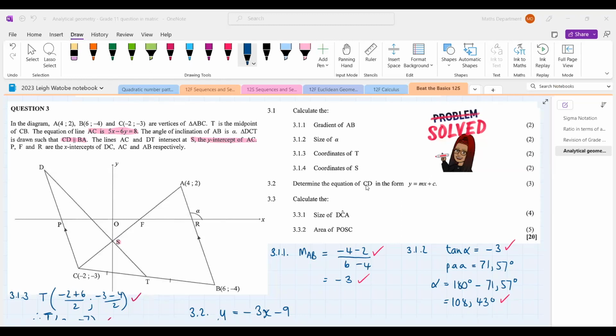I presume I don't need to do the calculation for that, because it was easy enough. You know what the gradient of AB is. You know that it's -3. So the gradient of DC would also be -3. And then you can sub in the point at C, (2; -2), and -3 to get your -9.